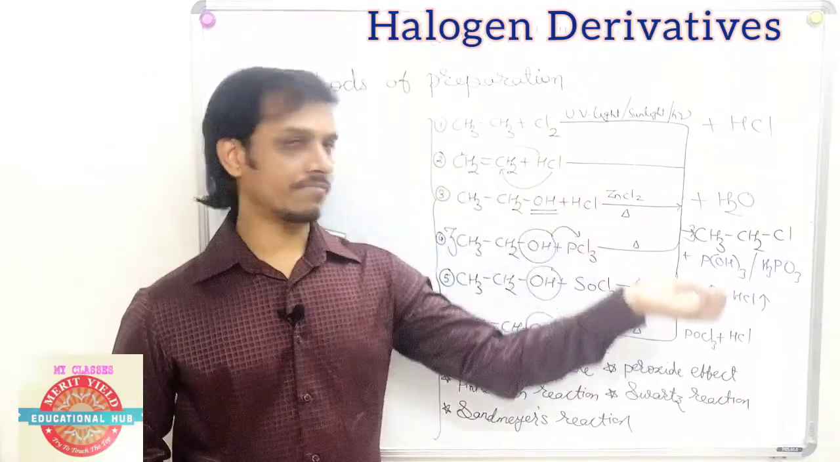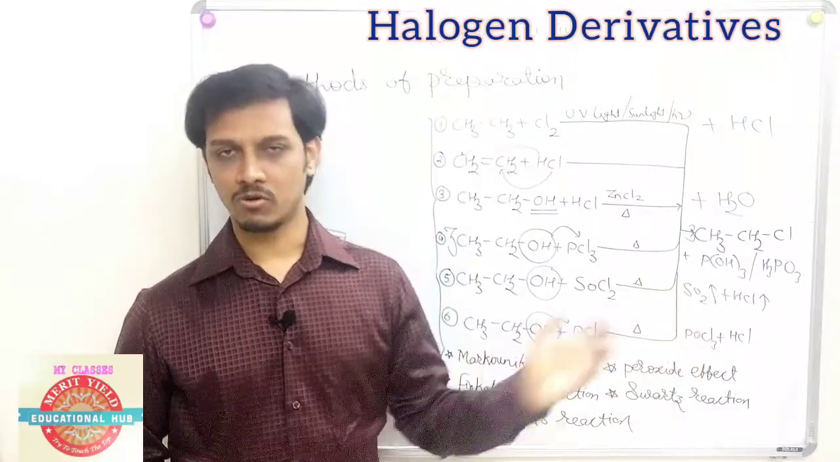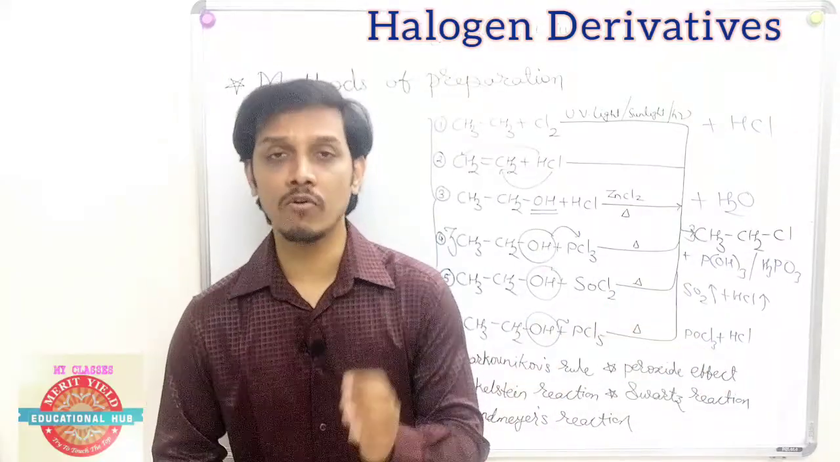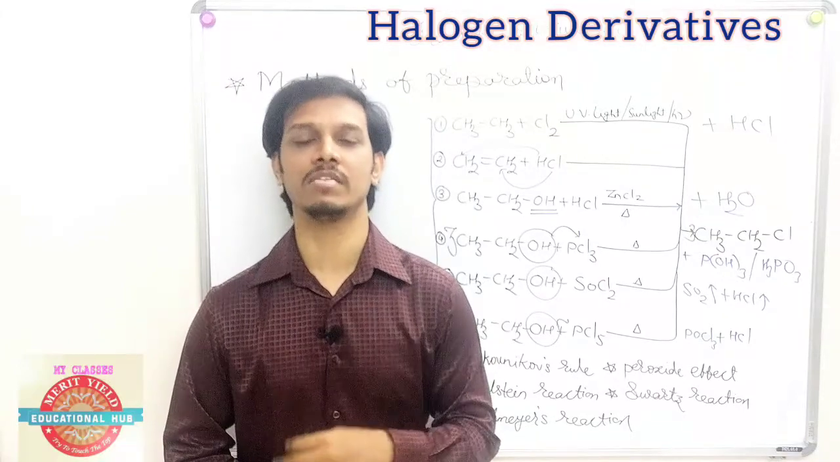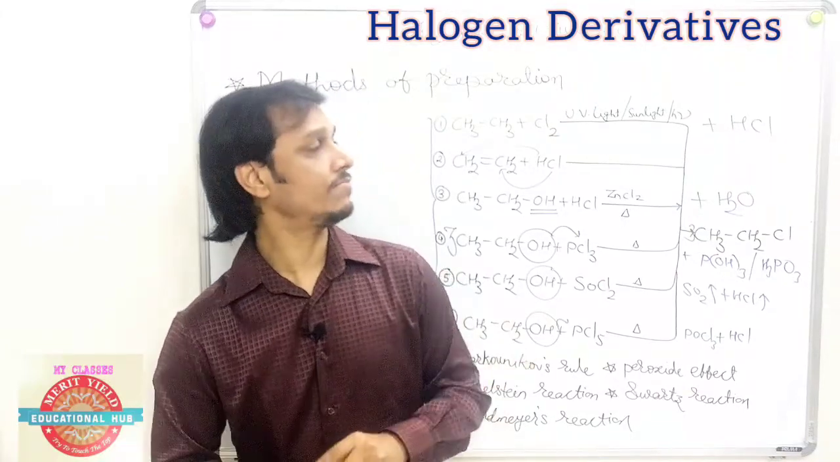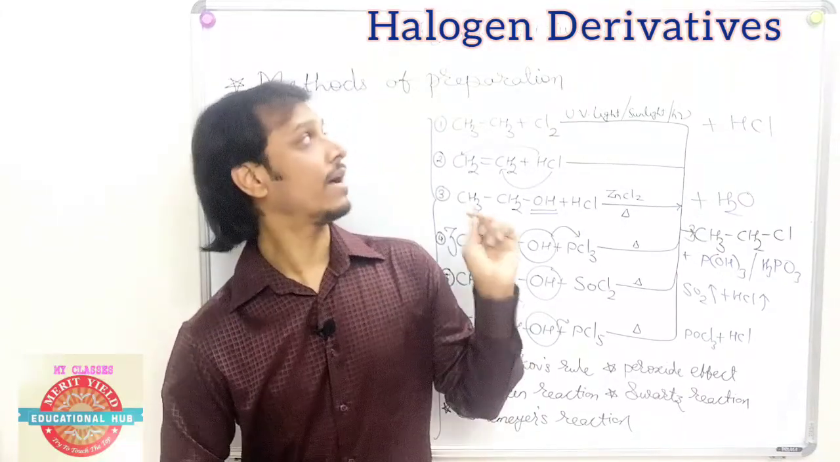If you can use Br, you can use I, no problem. For your syllabus, there is no fluorination reaction because that becomes an explosive reaction. So that's all about the methods of preparation of halogen derivatives.